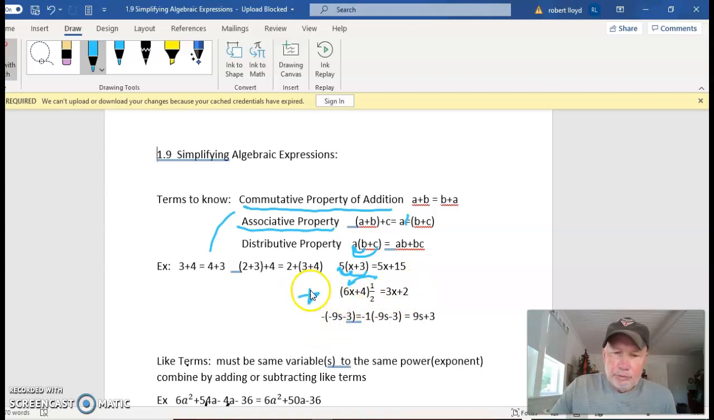I want to pay particular attention to this one. Negative the quantity 9s minus 3. This negative, you can think of it as the same as a minus 1 distributed across both terms inside the parentheses. So a negative 1 times a negative 9s is a positive 9s, and a negative 1 times a negative 3 is a positive 3.